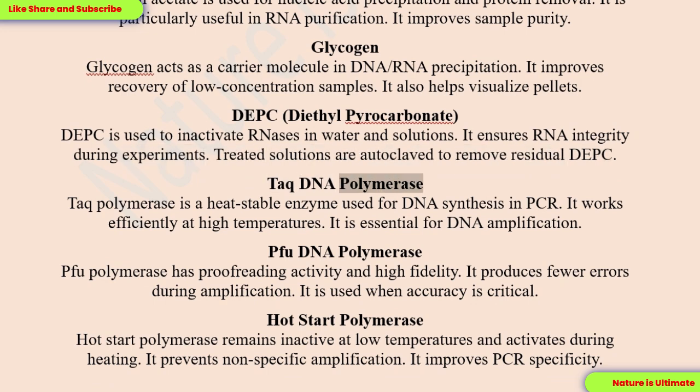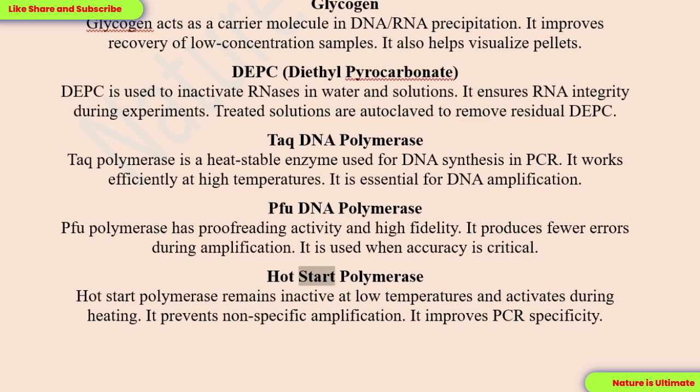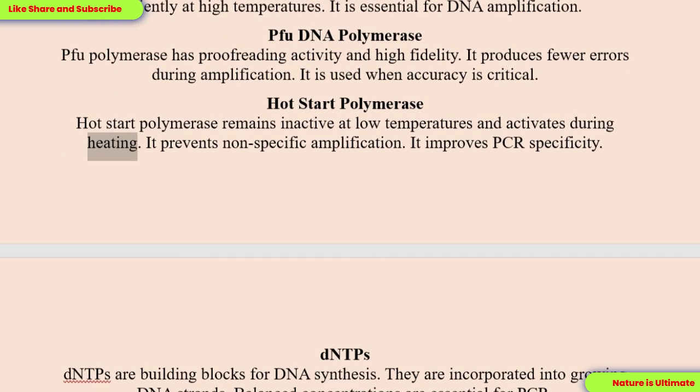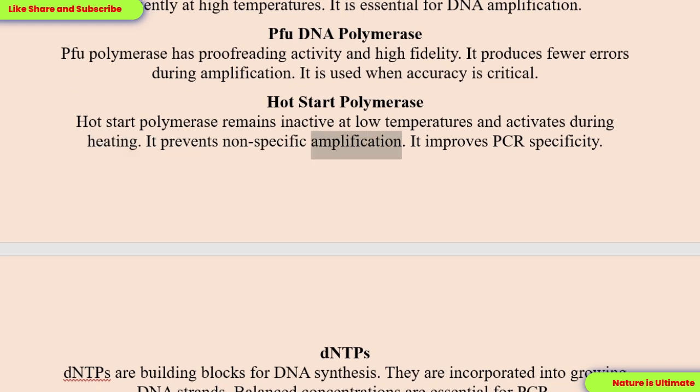Taq DNA polymerase. Taq polymerase is a heat-stable enzyme used for DNA synthesis in PCR. It works efficiently at high temperatures. It is essential for DNA amplification. DNA polymerase. Polymerase has proofreading activity and high fidelity. It produces fewer errors during amplification. It is used when accuracy is critical. Hot start polymerase. Hot start polymerase remains inactive at low temperatures and activates during heating. It prevents nonspecific amplification. It improves PCR specificity.